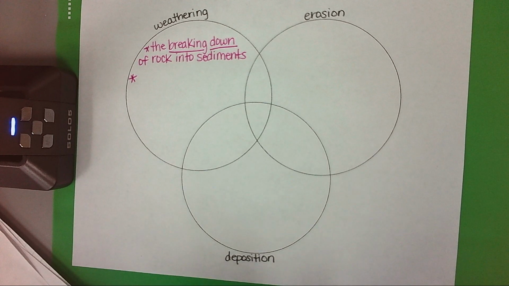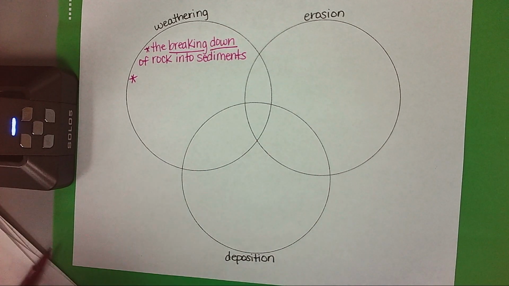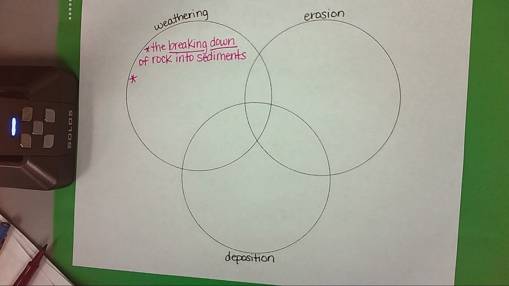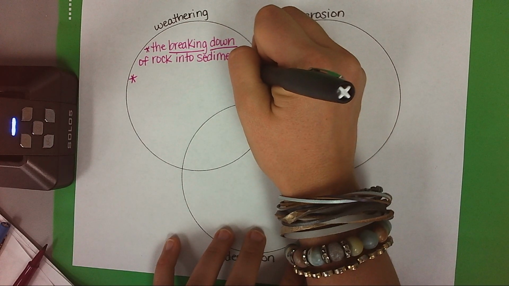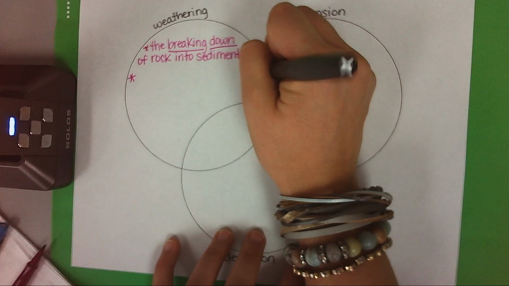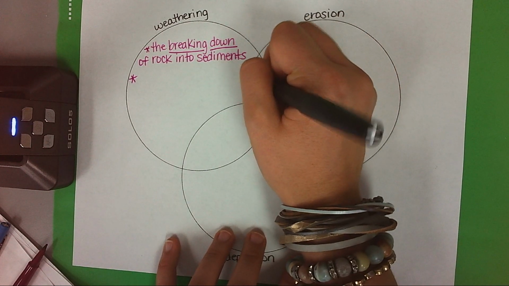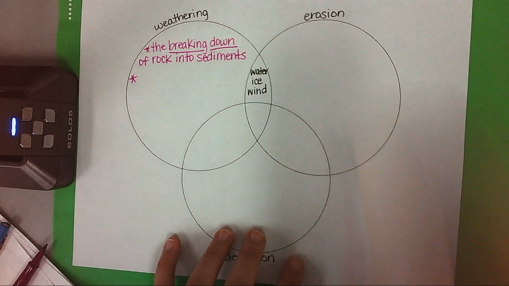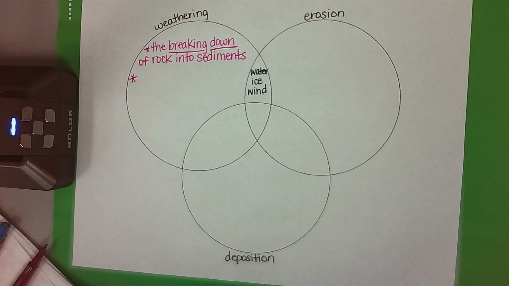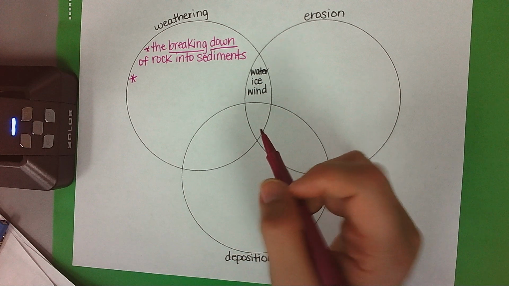The agents of weathering and erosion are similar. So since they're similar, we're going to put them in the spot where they overlap. Water helps with weathering and erosion. Ice also helps, and wind also helps. So we're going to put water, ice, and wind in that section where erosion and weathering overlap.